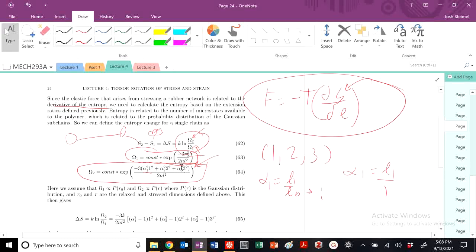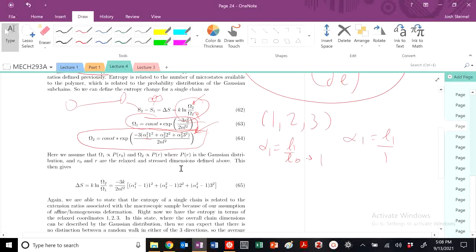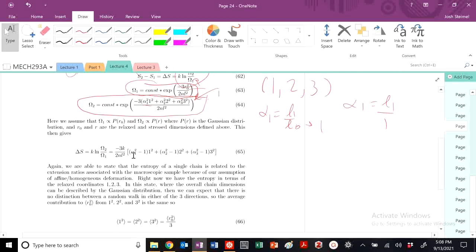And again, we know that they look Gaussian because, why? Why does this have this kind of Gaussian shape? Because we assumed, basically on our relaxed and stressed dimensions above, but also we assumed that Gaussian distribution between our subchains. So we could go through all of the fun math associated with it, and then we get to this expression.